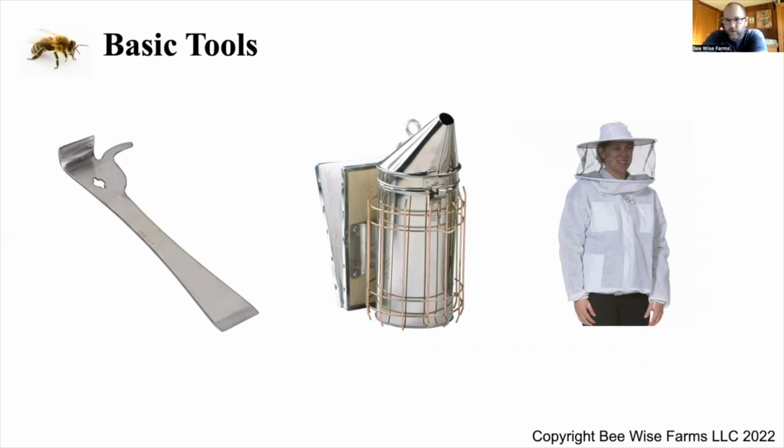Hive tools are used for working the bees. Smokers are used for drawing down the temperament of a situation, kind of calming bees from our perspective, not calming bees from their perspective, but calming bees from our perspective using smoke. And then obviously the veil to keep your face safe and your body free from stings.